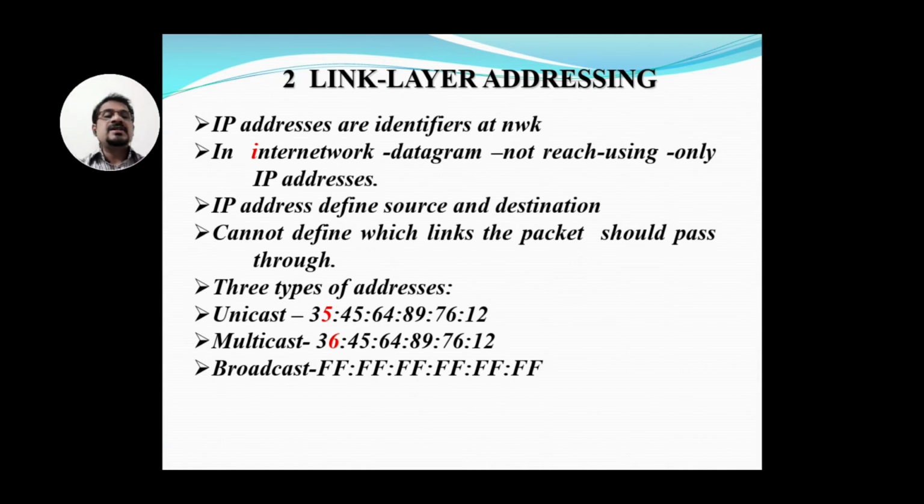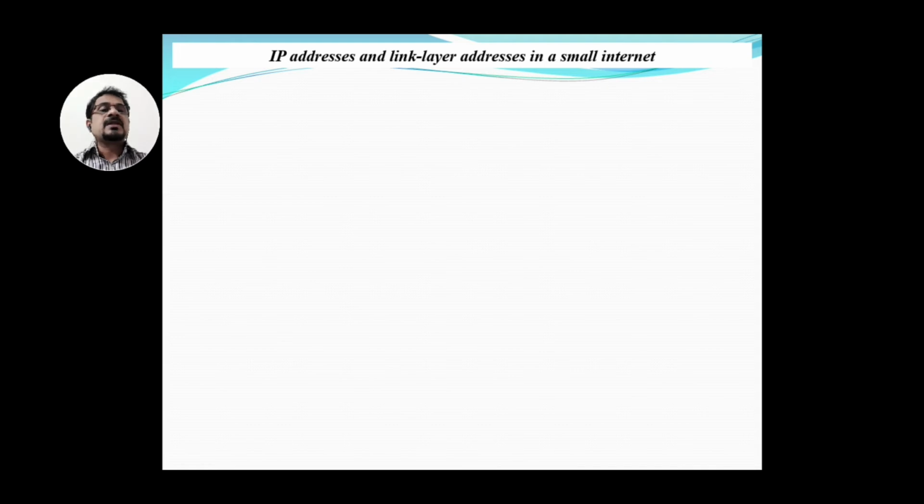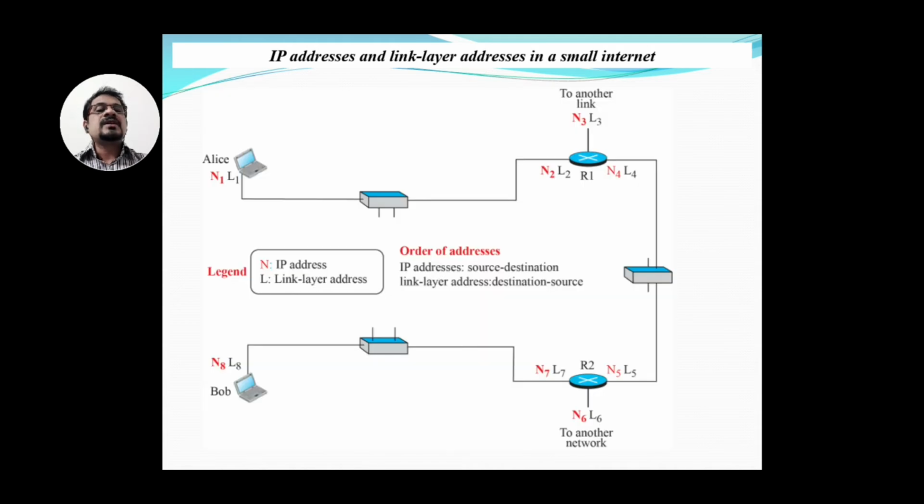So these are all the 3 addressing mechanisms which are used in the data link layer, the link layer addressing methodologies. Now we can see how it works out in the network. Consider the IP addresses and the link layer addresses in a small internet. There is one person, Alice, and another person seated as Bob in a different location.